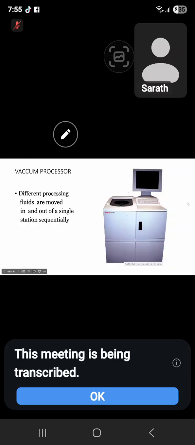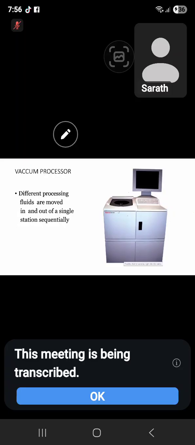So this is the closed vacuum processor, or the closed system. Different processing fluids are moved in and out in a single station sequentially. The samples are kept in a single station inside. Here, inside, all the chemicals are arranged. So one by one, first one, pump in, pump out. After 1 hour, 2 hours, second reagent, pump in, pump out. After that, third reagent, pump in, and after that, pump out. That is the way the vacuum processor, or the closed system, works.